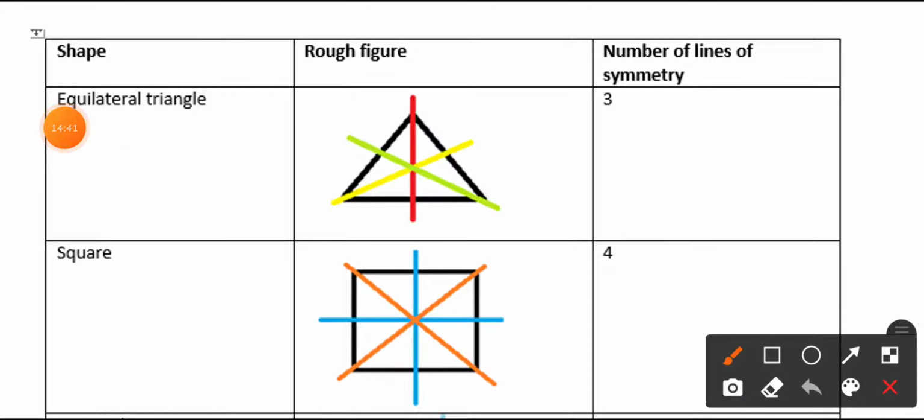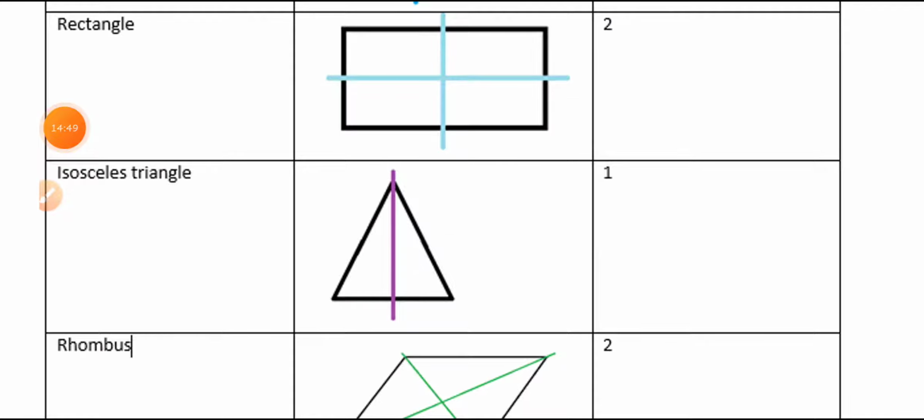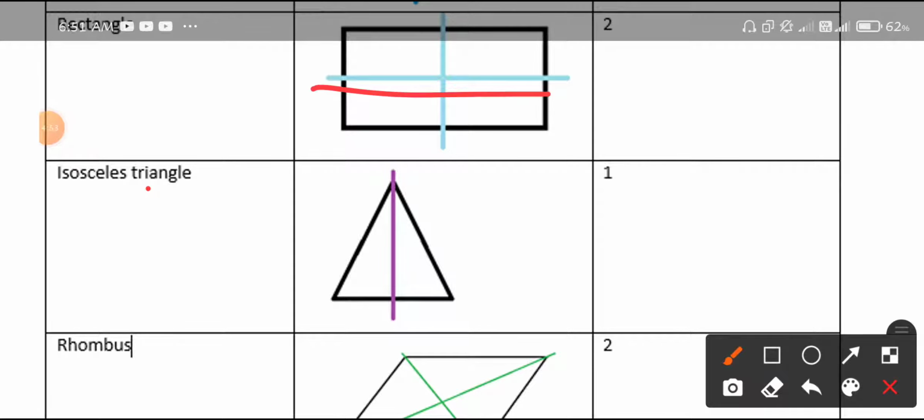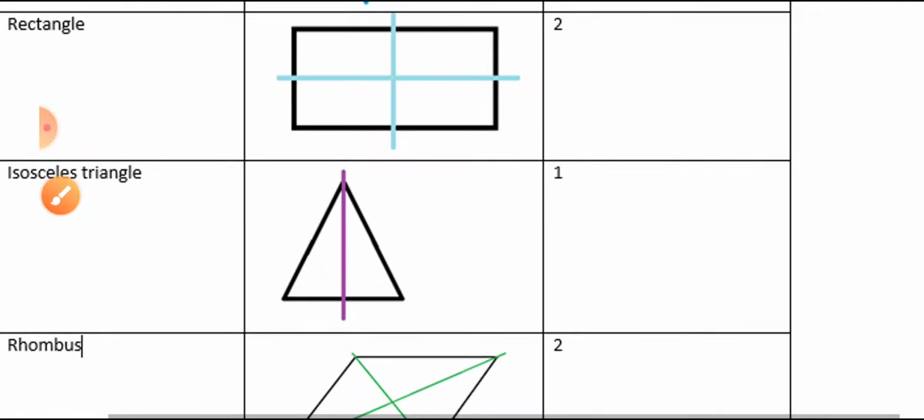Then in an equilateral triangle, how many sides are there? 3 sides. So how many lines of symmetry are possible? 3. In a square, 4. First of all you have to make a figure, after that you have to find. So rectangle only 2. Then isosceles triangle. Isosceles triangle means in which any two sides are equal. So these are the two equal sides. So only in one way we can divide, or only one line of symmetry is possible.